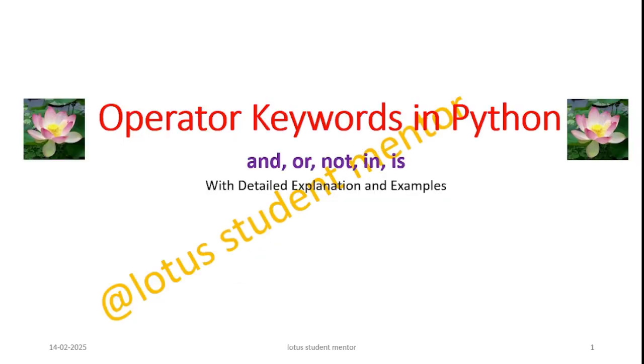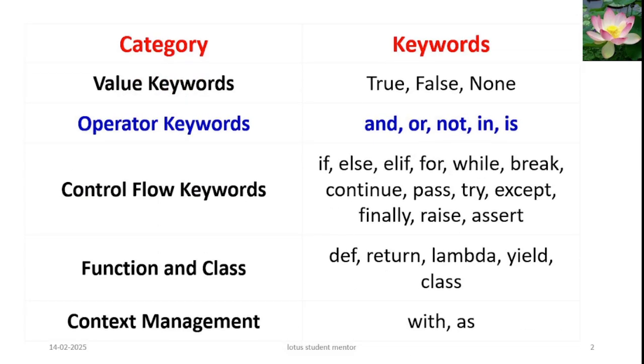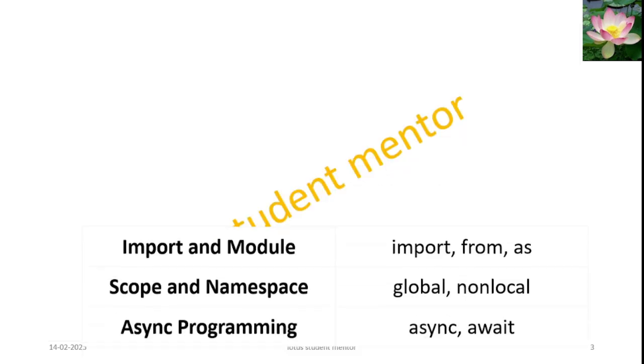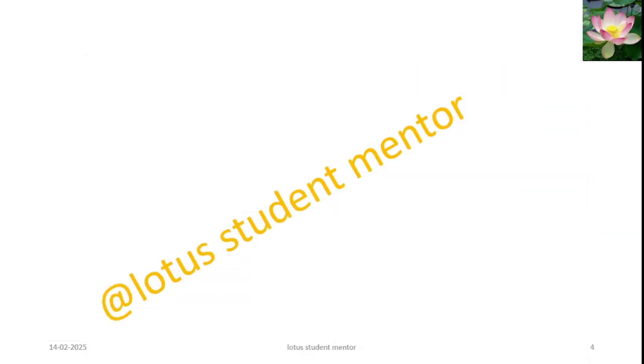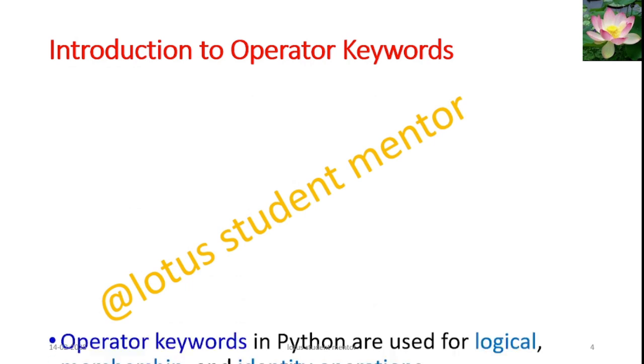In this session, we are going to study operator keywords in Python. Operator keywords are and, or, not, in, is. In the previous videos, we mentioned there are 35 keywords in Python. One of the categories is operator keywords. In the previous video, we studied the value keywords True, False, and None. In this session, as I mentioned, and, or, not, in, is are important keywords for writing Python programs.